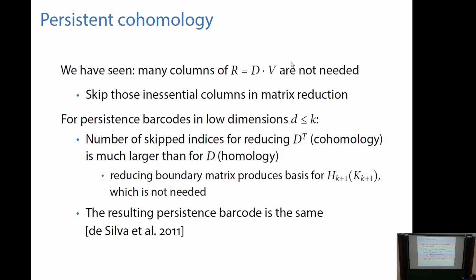On the other hand, if you do cohomology, the situation is much different, and you save a lot. And as shown by Vin, Mikhail, and Dmitry, the resulting barcode is the same. There's a kind of duality that's behind this result.